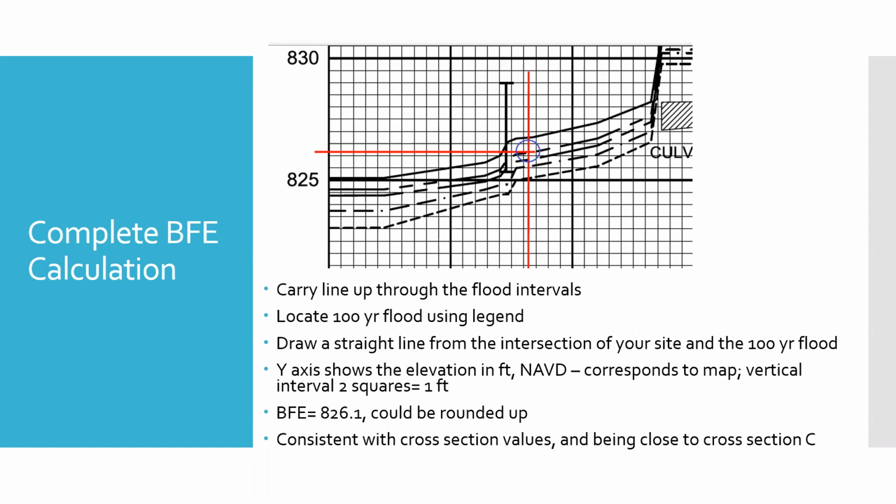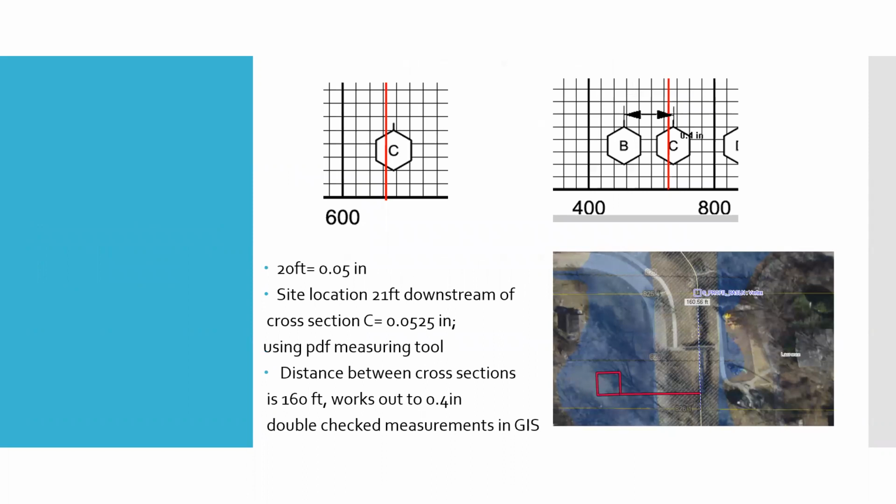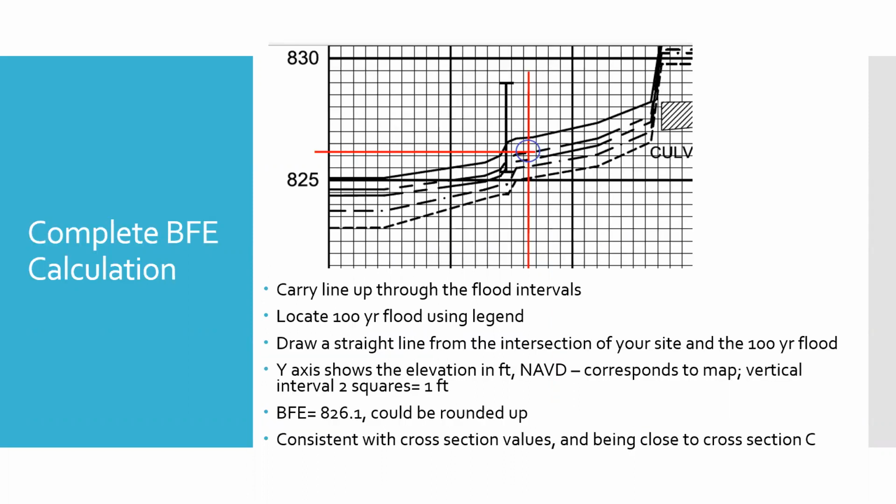And so on the flood insurance profile, the flood profile, I've just drawn that line up. So my line from cross-section C, I've just pulled it all the way up through the different flood frequencies and then found where that line intersects with the 100-year flood, and that's labeled in the legend, and then just gone horizontally across to see what the elevation is. And then that's how we would double check the base flood elevation.